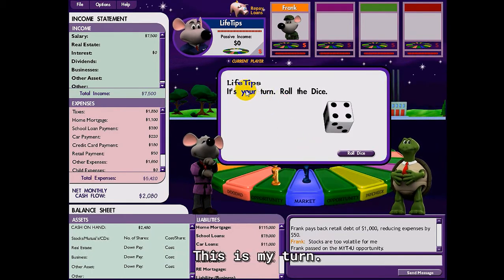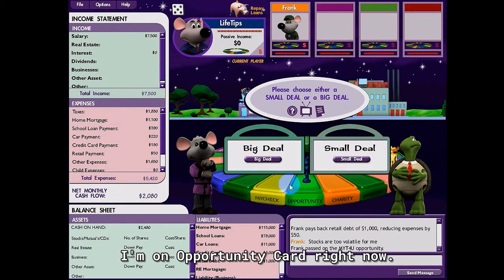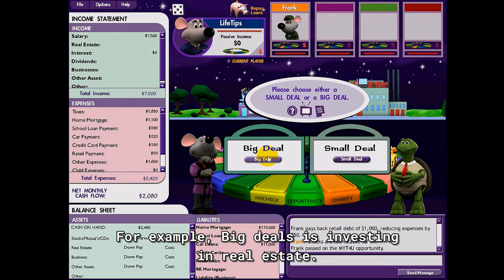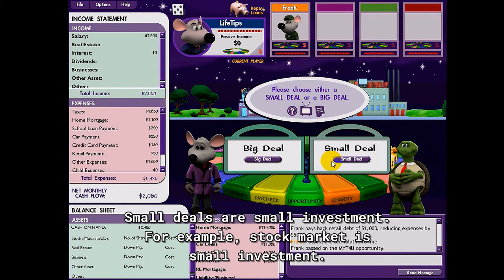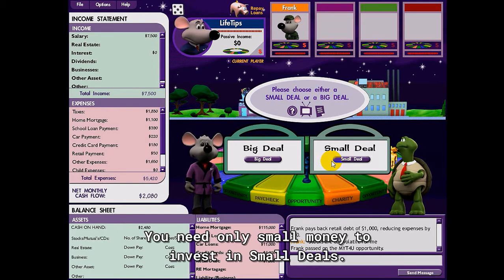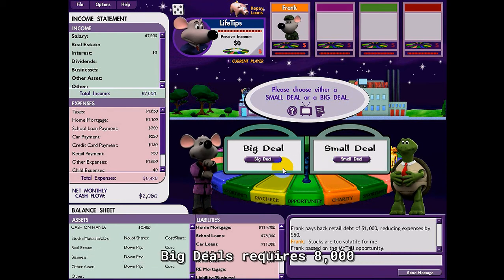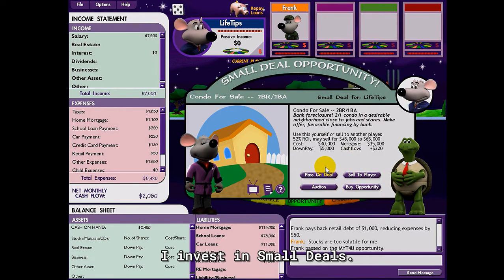Okay, this is my turn. I am on an opportunity card now. There are two deals, big deal and small deal. The difference is that a big deal is more of a real estate deal, which requires more capital or investment. A small deal is more like a stock that you need only a small amount of money to invest in. There's no specific amount, but as far as I know, if you have 5k or 8k cash on hand, you can invest in a big deal. For now, I have 2k, so I would invest in a small deal.